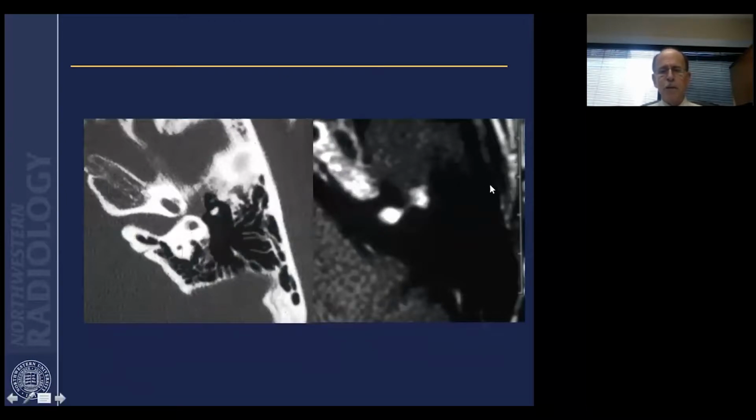This is an example of a facial schwannoma that has a dumbbell pattern involving the geniculate, but also extended through the fallopian segment. So on the MR with contrast, you can see the part of the tumor inside the internal auditory canal, as well as enhancement of the tumor in the geniculate region.